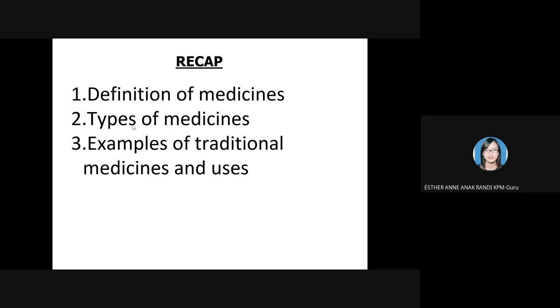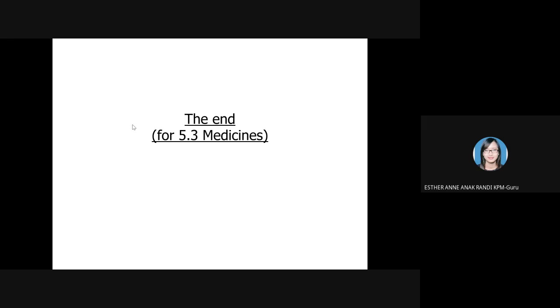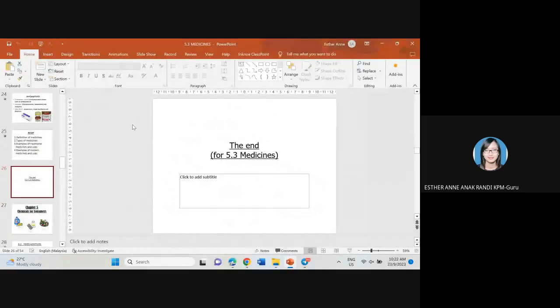So you ingat dua jenis cukup. Contohnya aloe vera used to treat wound. Apa lagi tadi? Pegaga used to treat pain and inflammation, for example. Okay. And next example of modern medicine. So modern medicine, we learn three types. We learn analgesics, painkiller, antibiotic, and one more is antipsychotic. Okay, and the uses, you kena ingat lagi. Okay, so that's the end for medicine. Right. Okay, still with me.